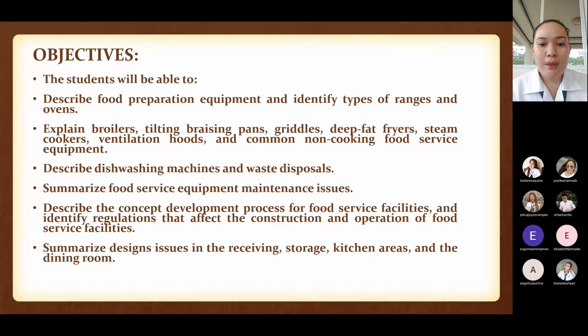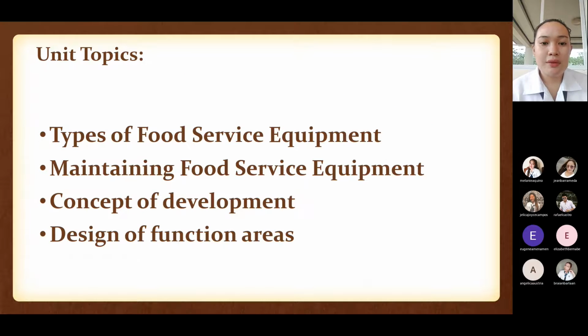Describe the concept development process for food service facilities and identify regulations that affect the construction and operation of food service facilities. Summarize design issues in the receiving, storage, kitchen areas, and the dining room. Unit topics: types of food service equipment, maintaining food service equipment, concept development, design of functional areas.